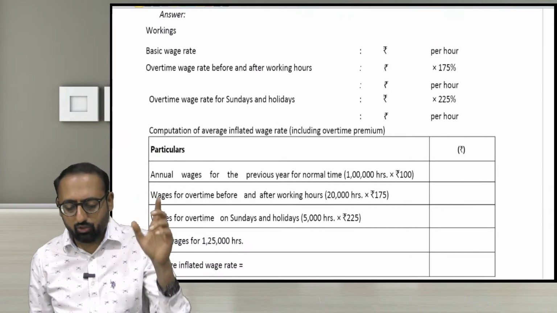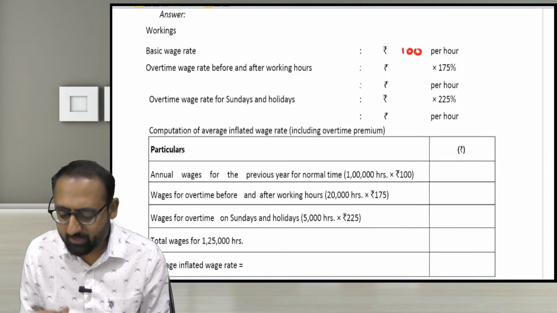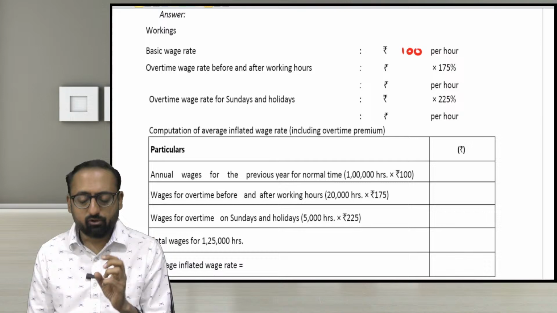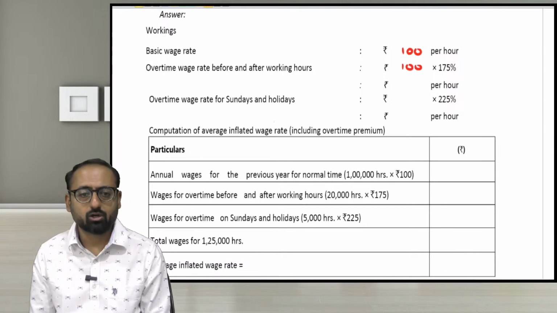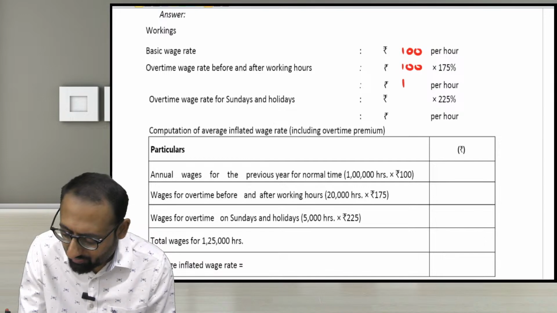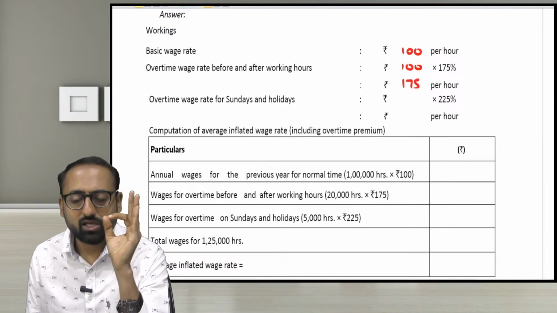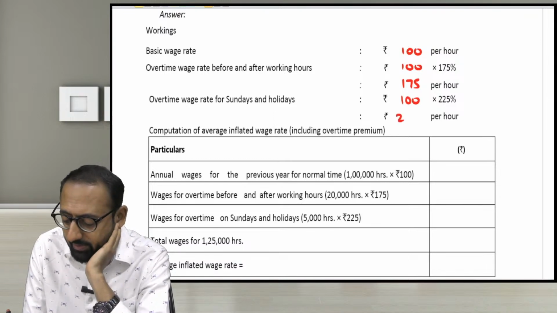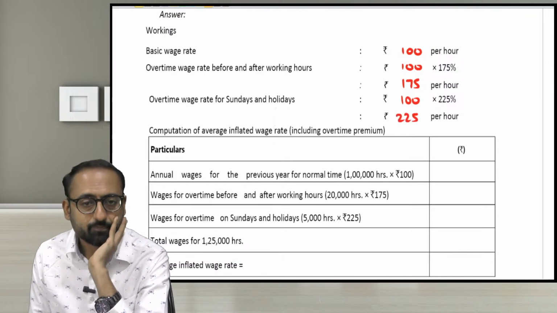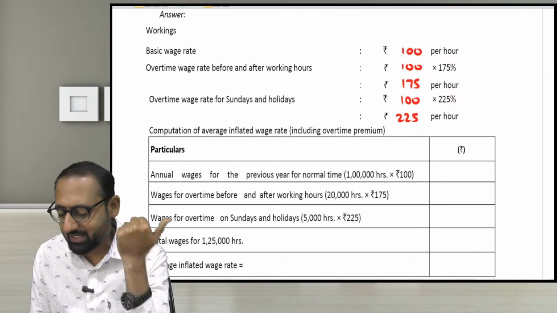Now let's see, how much is your basic wage rate? Basic wage rate is 100 rupees per hour. Now, if you are working before and after, then 100 and 175% is your total wages. So you can check that 175 rupees will be the rate per hour. Overtime wages, if you are working on Sunday and holiday, will be 225% of 100, which will be 225.